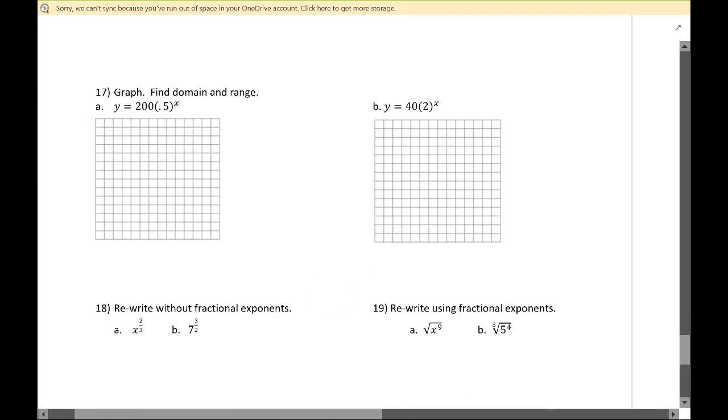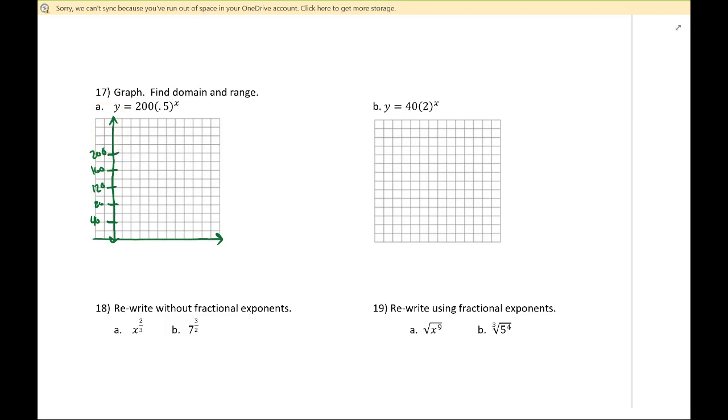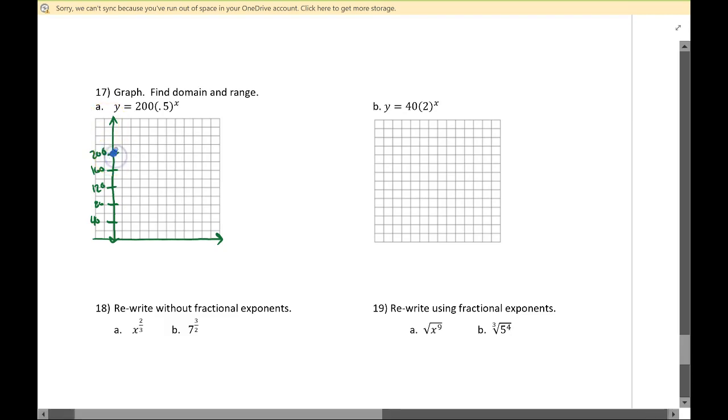All right, 17, we have some graphs. I do expect these to be accurate within reason. All right, so this first one, I scaled it by 40s, which are actually 20s, one every 20. Just numbered it every 40. And so it starts at 200. And it's multiplying by half, so we know that, I guess we got to scale the x-axis also.